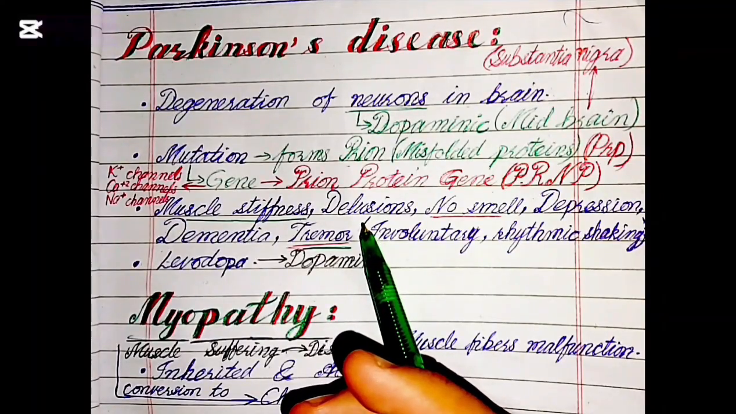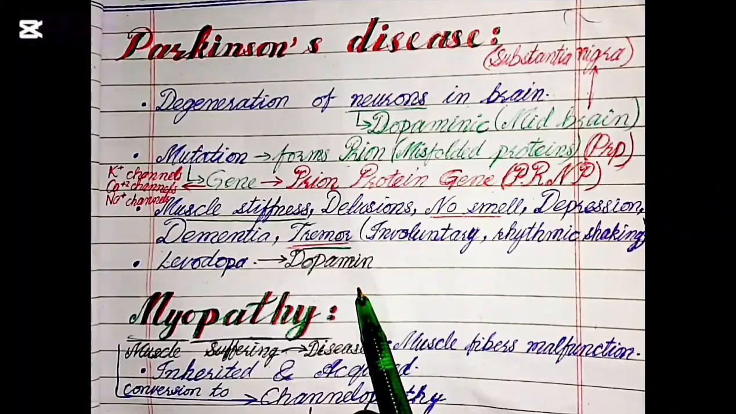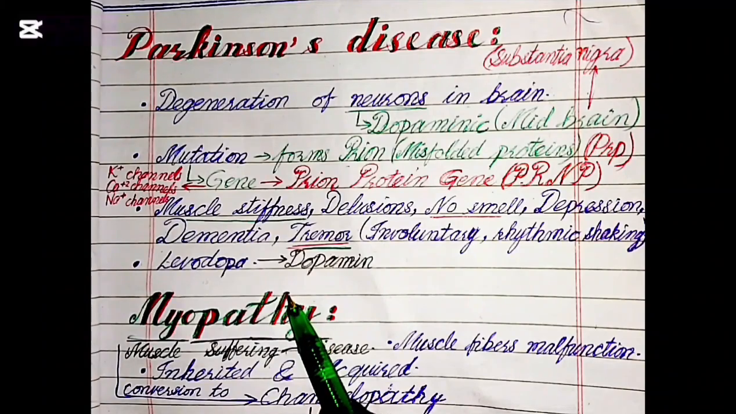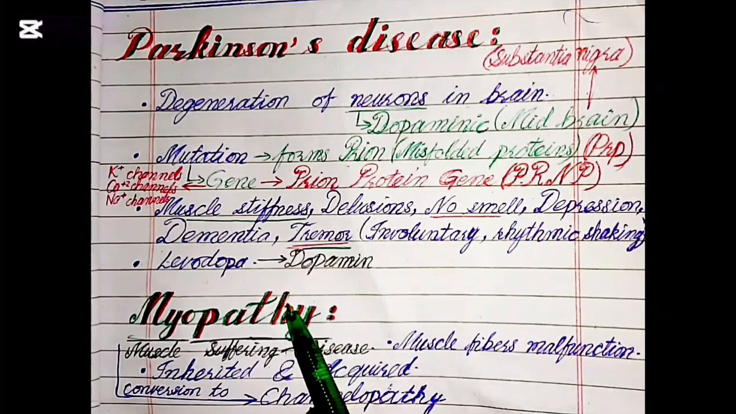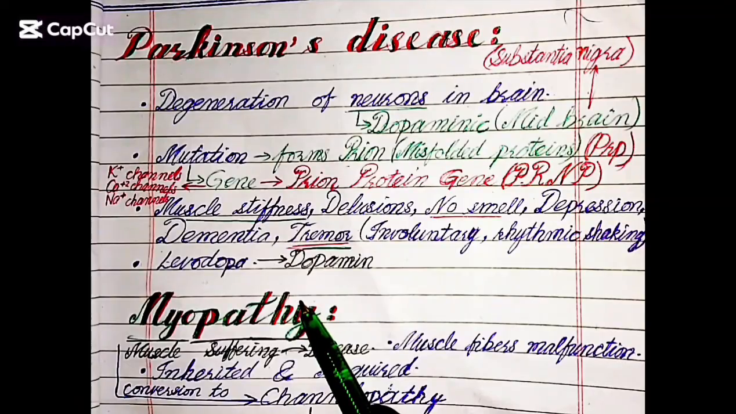For its treatment, we mainly use levodopa, which crosses the blood-brain barrier and is converted into dopamine there by an enzyme which is present there, and we use levodopa in our drugs.